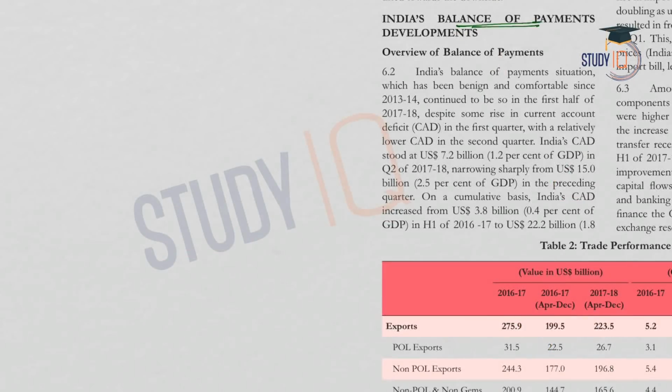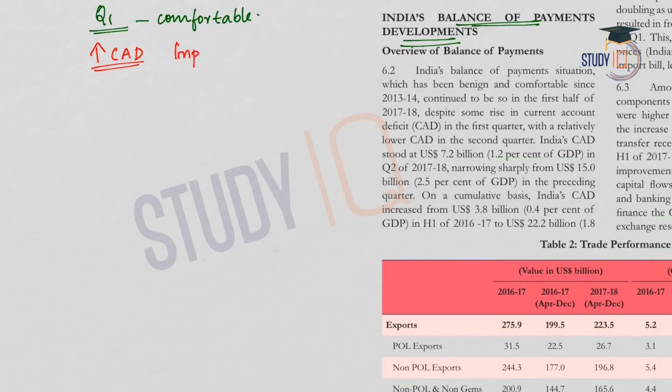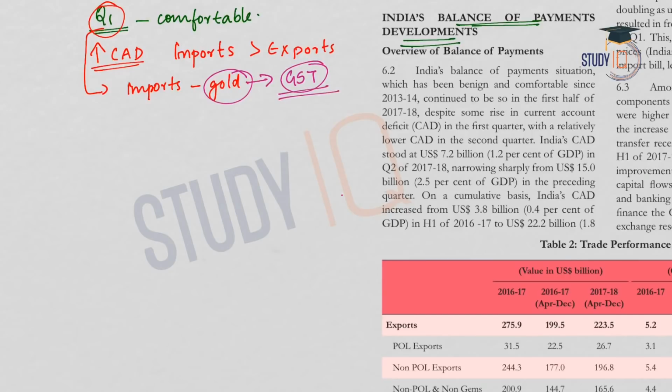Now, coming to India's balance of payment developments. In the Q1, the balance of payment situation of the economy was very much comfortable. There was some rise in the current account deficit. That means the value of imports was higher than the value of exports. In the Q1, the reason for this rise in the current account deficit was the surge in imports, especially that of gold. And the reason for this was the uncertainty over the GST implementation, the goods and services tax implementation, and this uncertainty gave rise to an increase in the import of gold.